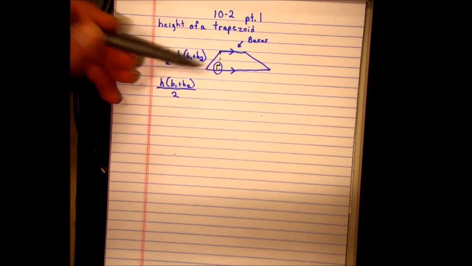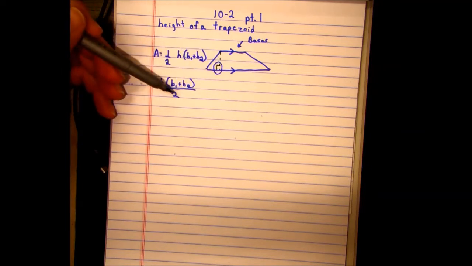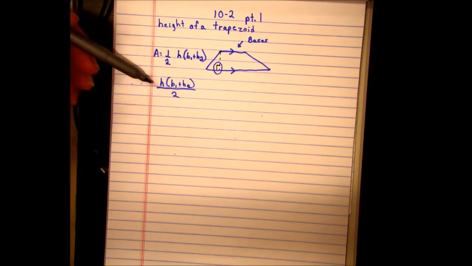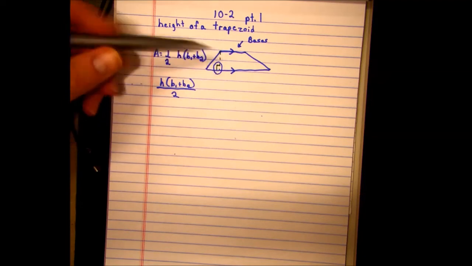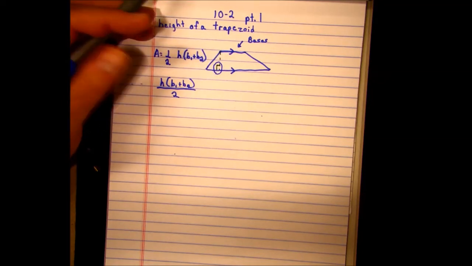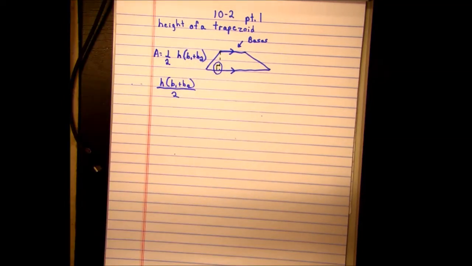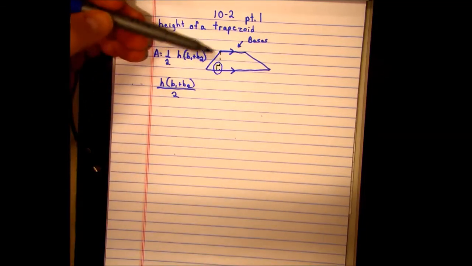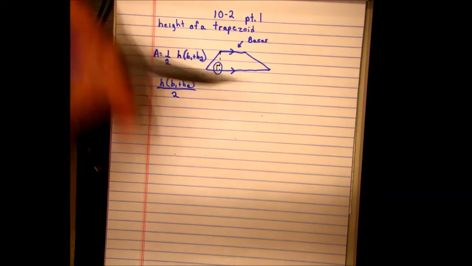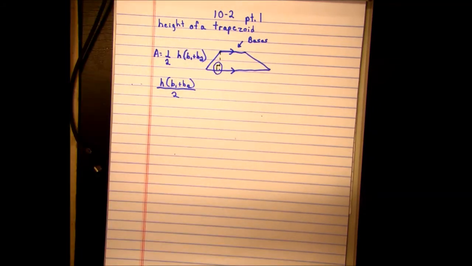The mid-segment formula was just base 1 plus base 2 divided by 2. There's no height involved. Now we're finding area, so we have to include the height. This is where we start getting into much of our right triangle work, because you should be able to see that there is a right triangle that's made with the two bases. Now we're just going to try a very basic problem.